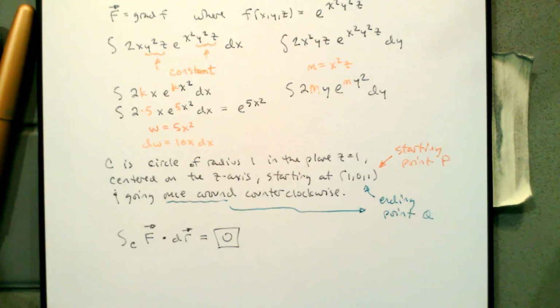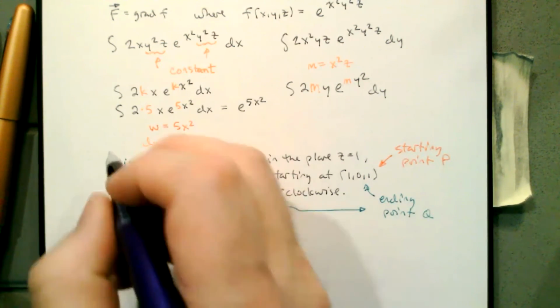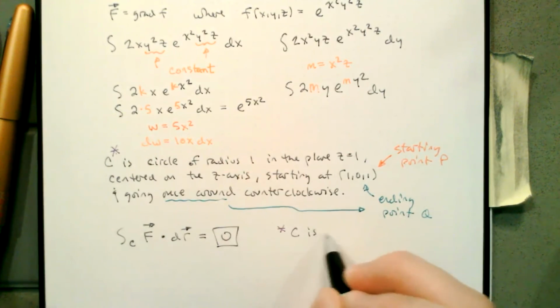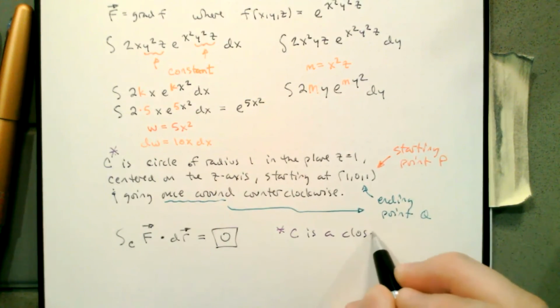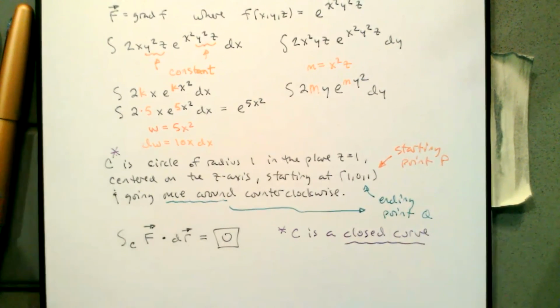This is because the curve that I described here is what we'll call a closed curve. The starting and the ending points are at the same place. C is a closed curve.